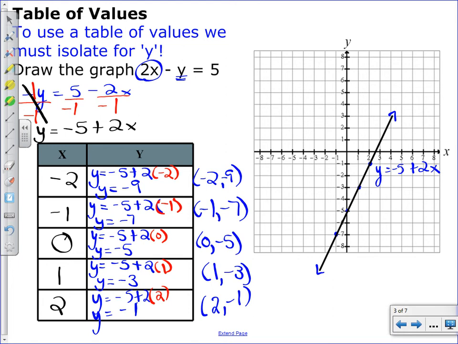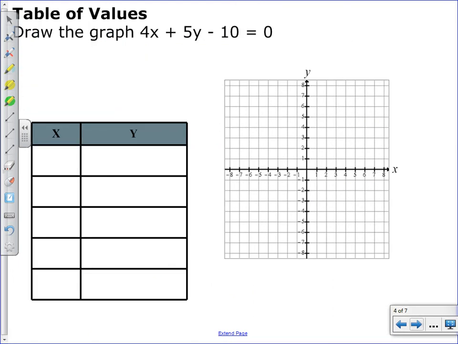How many of you have something similar to what I have up on the board? Okay, good. Does anyone have any questions about what we just did? This is pretty straightforward. Again, you could have picked any values of x that you wanted for this example. We're going to do another one that maybe isn't quite as easy.